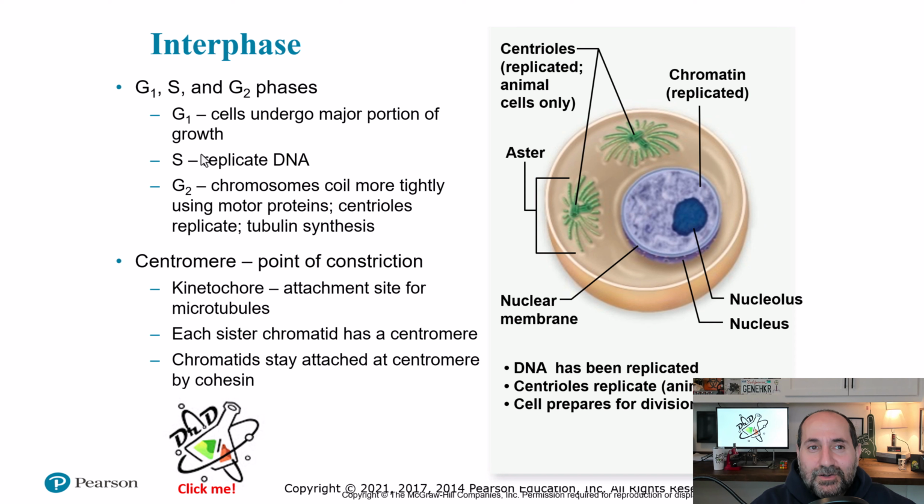All right, so these are the subphases of interphase. Remember, interphase is made up of subphases G1, S, and G2. During G1, the cell undergoes growth. During S phase, the DNA is replicated. And at G2, this is where the chromosomes start to coil more tightly. Remember what I was saying is that the DNA is usually loose, but then the DNA can coil up before mitosis, right? During mitosis. And the centrioles are also replicated.